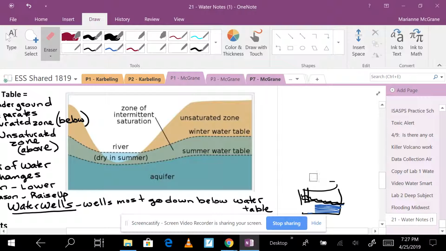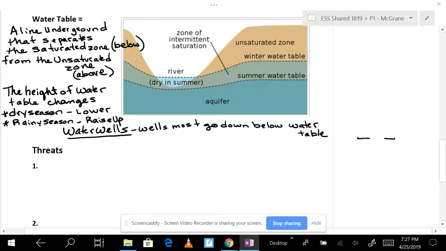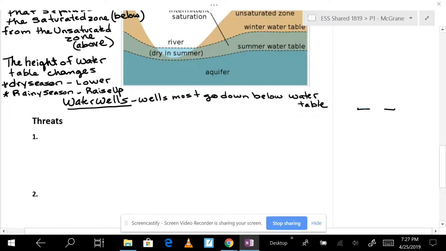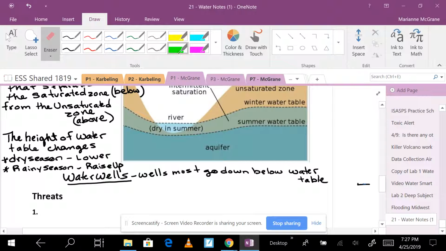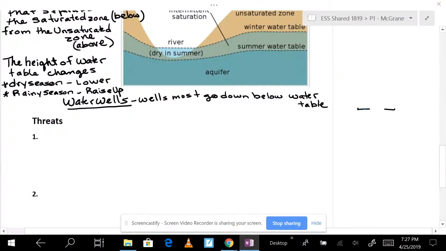Down below where your well can't reach it. So let's go ahead and see what could possibly threaten our wells or threaten our aquifers. The number one threat is, of course, going to be overuse. If we overuse the water and don't manage our resource, we're going to lose it. We're going to dry it out. So we could potentially run out of fresh water.